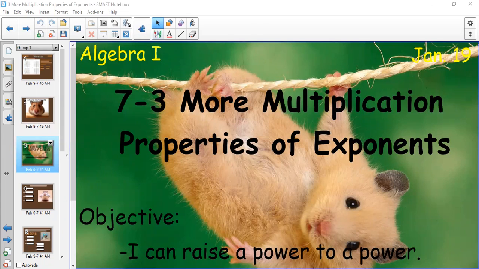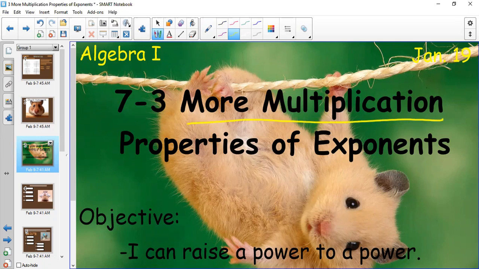The book calls this lesson More Multiplication Properties of Exponents. However, you would have heard your teacher last year say raising a power to a power. So let me show you kind of the difference.